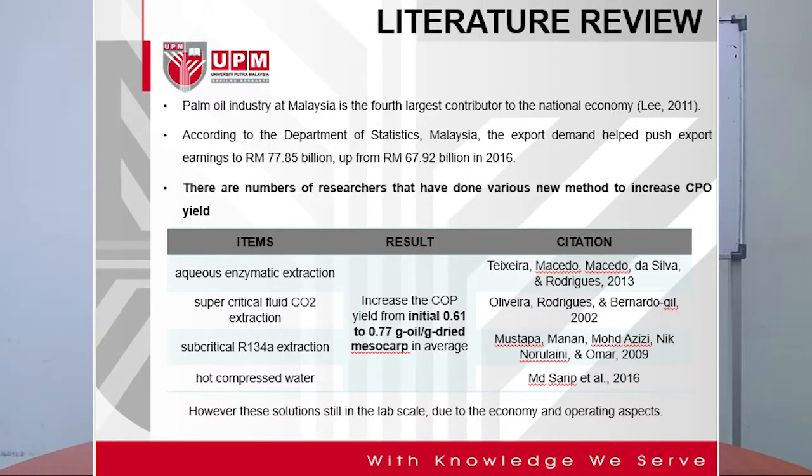Due to the improvements implemented in palm oil processing, a number of researchers have developed various new methods to increase the CPO yield. Based on these improvements, the best CPO yield is 0.77 gram oil per gram dry mesocarp, which is greater than the current CPO yield from palm oil processing, which is 0.61 gram oil per gram dry mesocarp. However, this solution is still at lab scale due to economic and operating aspects.